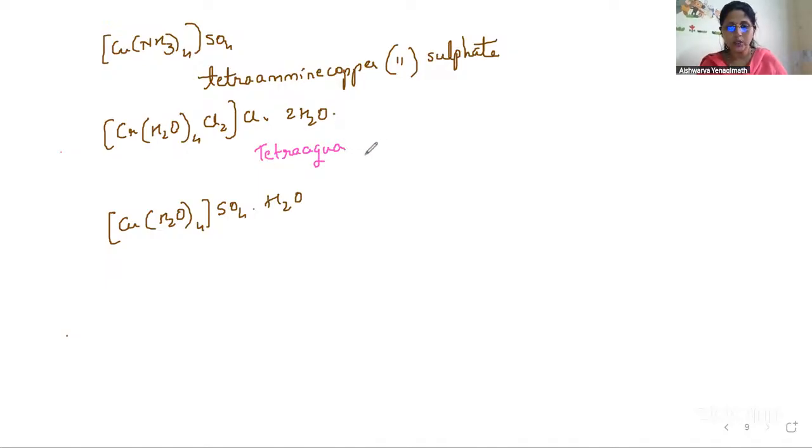Then you have Cl2. Cl2 is dichloro. Then Cr. Cr stands for chromium. It has oxidation state 3. Then you have chloride.